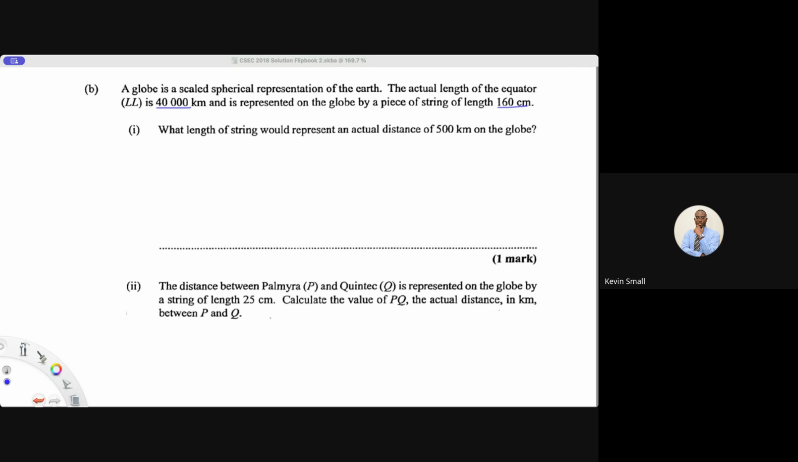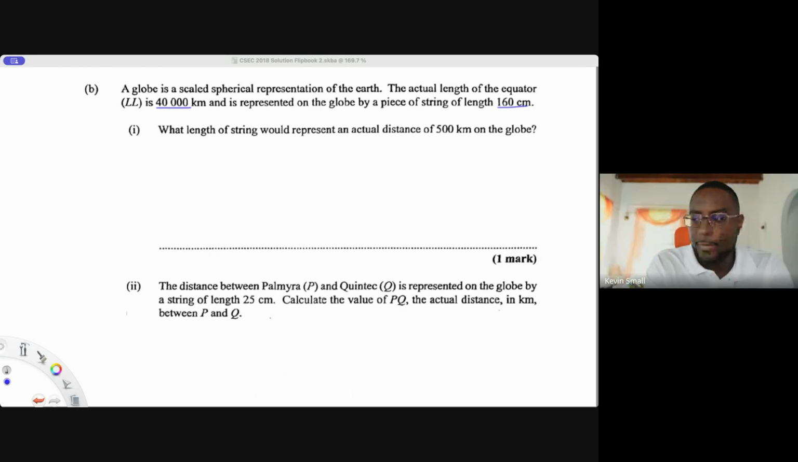All right, so this question here is another measurement question. It says a globe is a scaled spherical representation of the Earth. The actual length of the equator is 40,000 kilometers and is represented on the globe by a piece of string of length 160 centimeters. So as I highlighted before, there is a relationship between that 40,000 and that 160 centimeters. So we want to know what length of string would represent an actual distance of 500 kilometers on the globe.